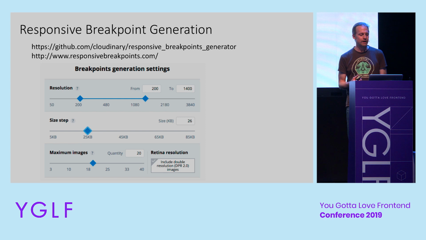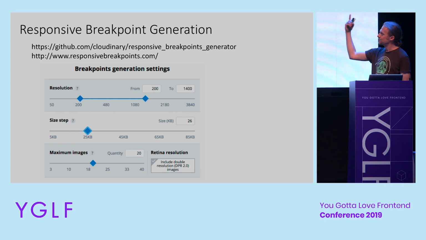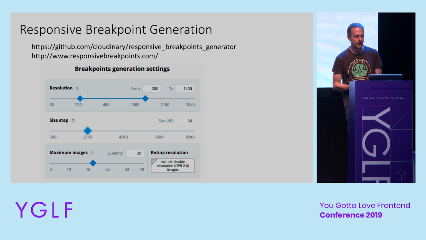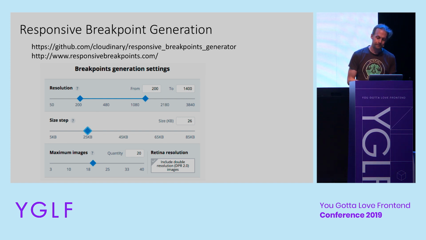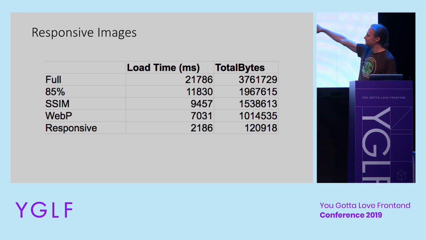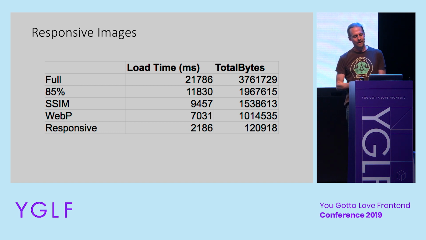I used the responsive breakpoint generator. You can get it from GitHub, or there's a web interface. I used the web interface because it was easy. It just downloads a zip of all the images. When I test it, because now I've thrown away a whole lot of pixels, it goes from 7 seconds on the download to 2, right? 1 megabyte down to 121K.